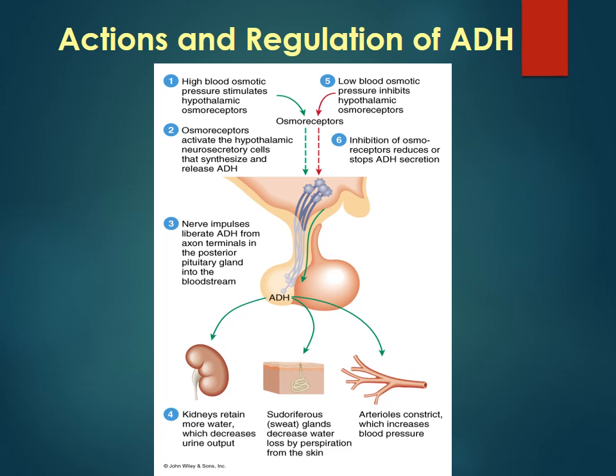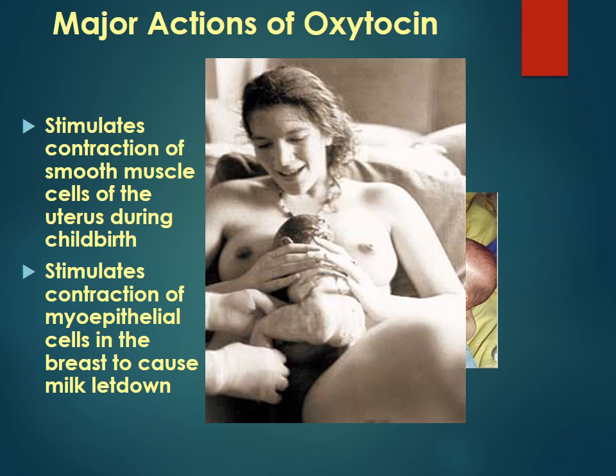Number 5, how about if there is low blood osmotic pressure? If there is low blood osmotic pressure, it inhibits hypothalamic osmoreceptors. And inhibition of osmoreceptors reduces or stops ADH secretion. The major actions of oxytocin: stimulates contraction of smooth muscle cells of the uterus during childbirth, stimulates contraction of myoepithelial cells in the breast to cause milk letdown.